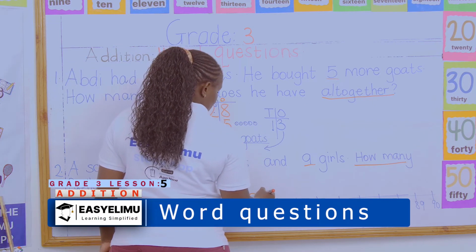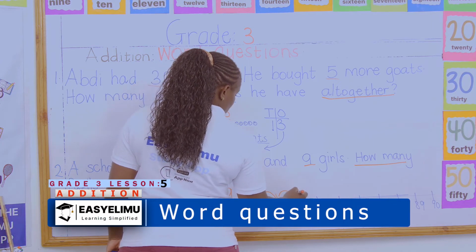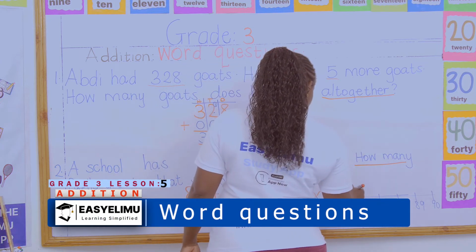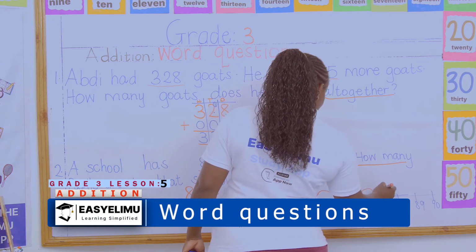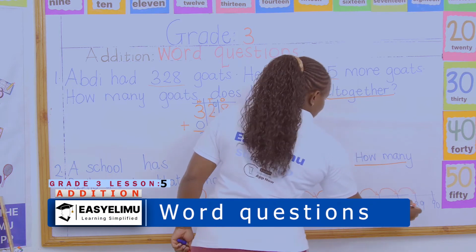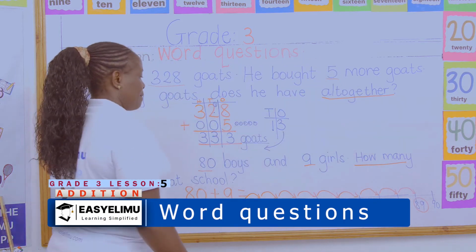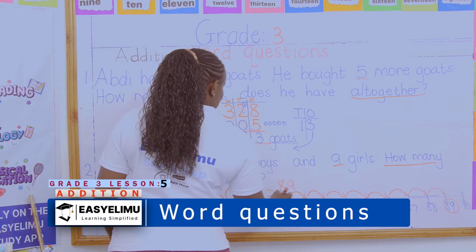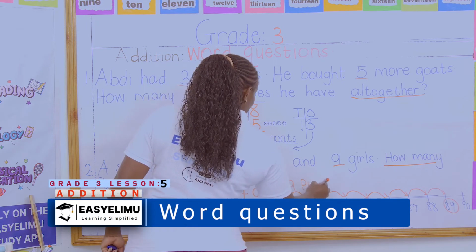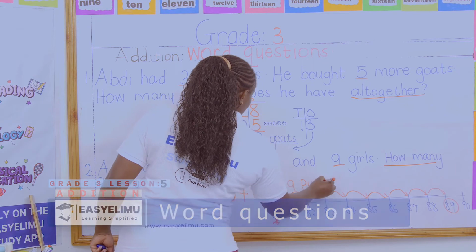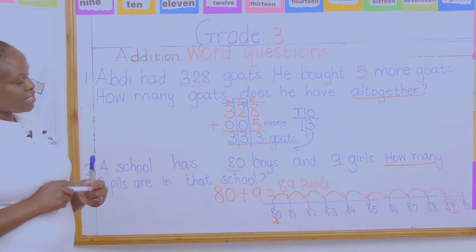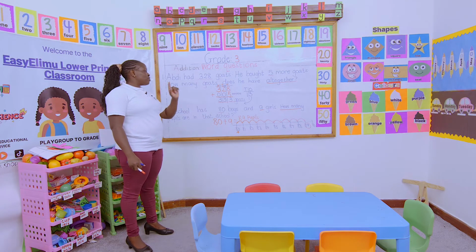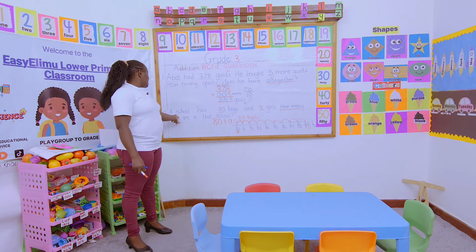So we go 1, 2, 3, 4, 5, 6, 7, 8, and 9. This is my number that I will stop at. So I'll find out that 80 plus 9 gives us 89 pupils. Remember the units. Don't tell us 89. 89 what? 89 pupils. They're talking about a school having 80 boys and 9 girls. How many pupils are in that school?